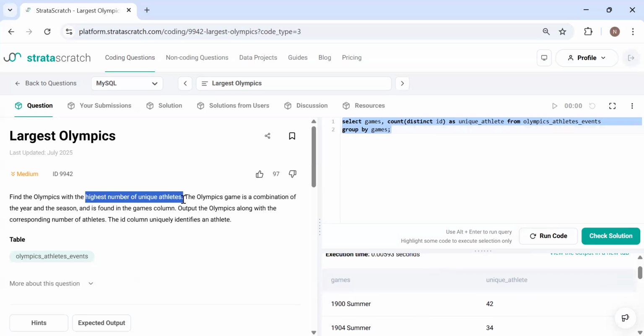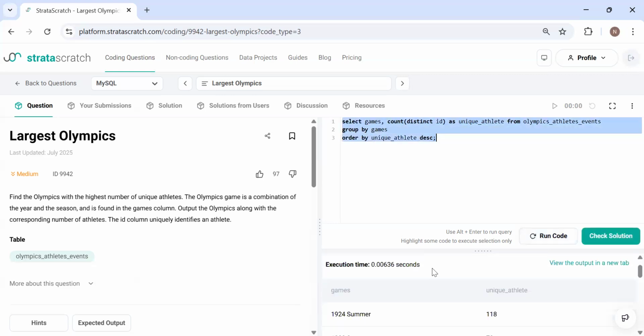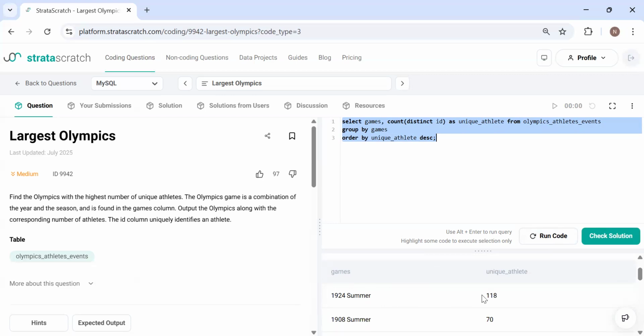But we need to find the highest number of unique athletes. We have to find that one Olympic where the number of athletes was highest. So what we are going to do is order by unique athlete, because it contains the number of unique athletes, in descending order. Now let's run this. So we are getting this value: in 1924 summer, the number of unique athletes is 118.